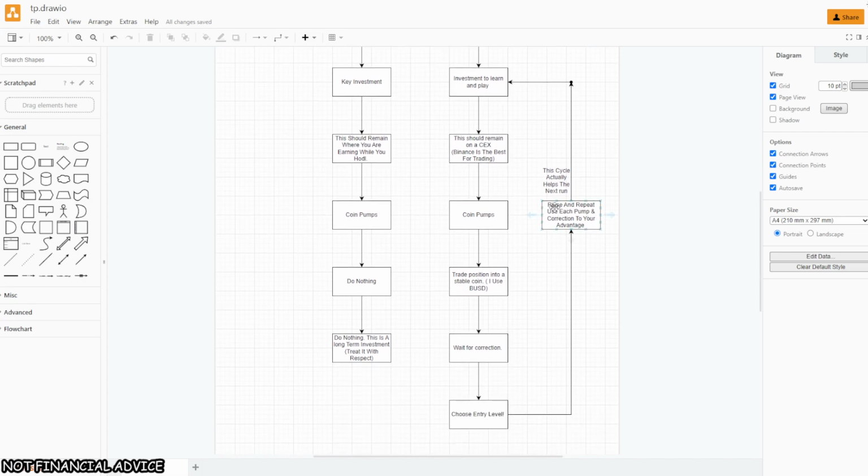So when the coin pumps, for example, you've got your little 20% of your Lunc Classic, the price pumps up by 200%. What do you do? Trade that position into a stable coin, wait for a correction. This is exactly what I do. Then I choose an entry level, and then I just rinse and repeat that process over and over again.